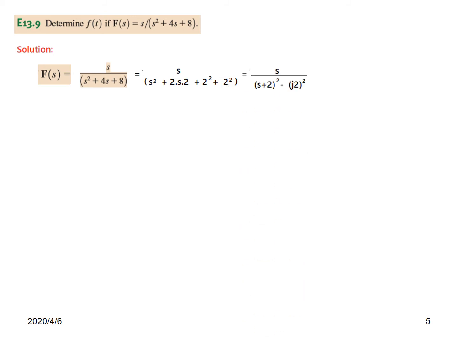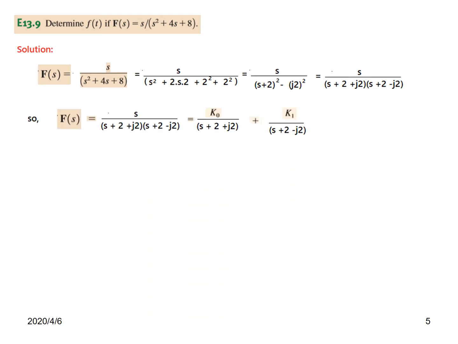And so this can be written as (s plus 2) whole square minus (j2) whole square. You know that j square is minus 1, so minus minus will become plus. That is why you are writing in this form. You have to actually use the formula a square minus b square. That is why we are making this manipulation. And now by the a square minus b square formula, a plus b and a minus b, these are the two factors that we got.